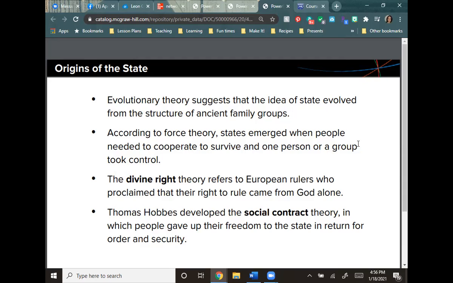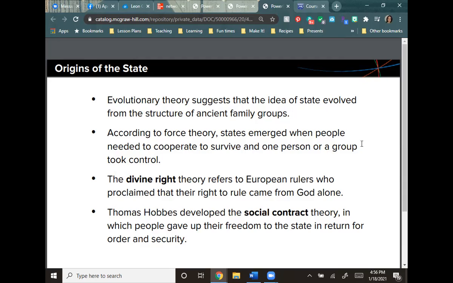Evolutionary theory suggests that the idea of state evolved from the structure of ancient family groups. So that just means there was a large group of people in an area. So it naturally evolved into one family becoming the head or the rulers of the area, or the people they went to for advice. And so eventually that just became the head of the group, which is often how it's found in Native American tribes.